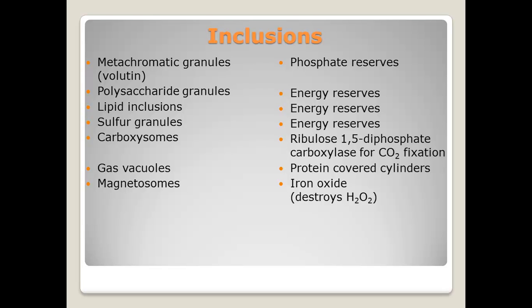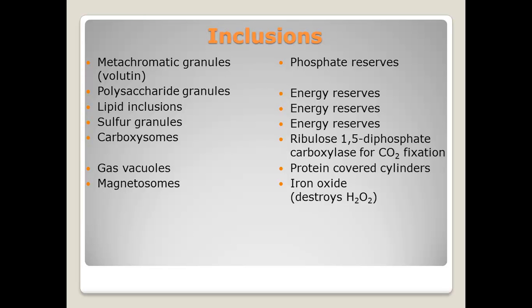Metachromatic granules are phosphate reserves, so they store phosphate. Polysaccharide granules are energy reserves. Lipid inclusions are also energy reserves. Gas vacuoles are vacuoles filled with air for buoyancy. Some photosynthetic aquatic bacteria have these gas-filled regions surrounded by a protein membrane that allows the bacterium to float at the water level that provides best conditions for photosynthesis.